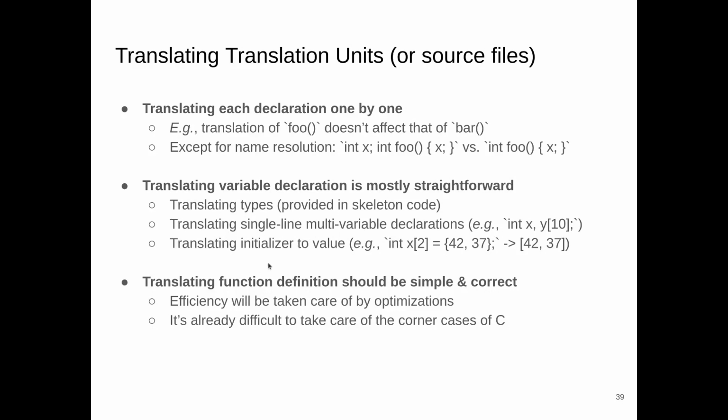Furthermore, we need to translate initializers to values. For example, in this code, this is declaring a variable x that is an array of size 2 of integers, and it is initialized with these values 42 and 37. And we need to interpret this initializer into the value that should be assigned to the variable initially.